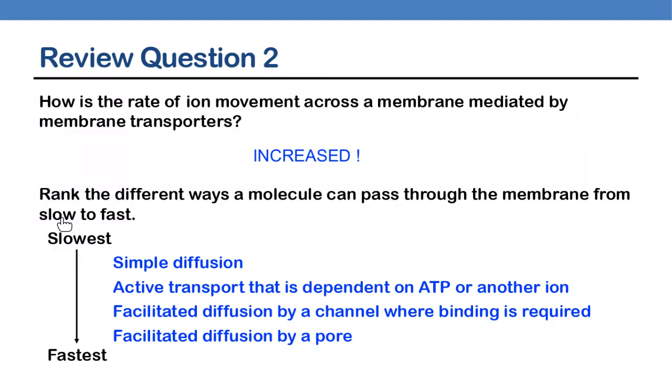And this is in more specific channels. And then facilitated diffusion by pore. Pores are usually much larger. So these channels are fairly specific, like we're going to see in our potassium protein. Whereas a pore is a lot larger and usually a lot more non-specific, so there's not a whole lot of binding involved, and the molecules can just pass through. So as soon as that pore opens, it's very, very fast.